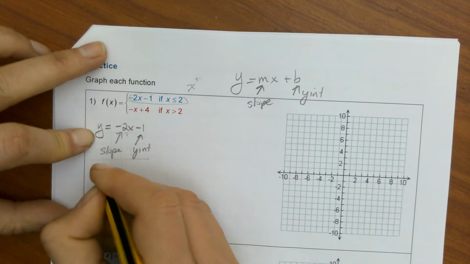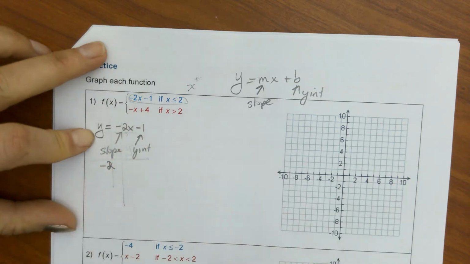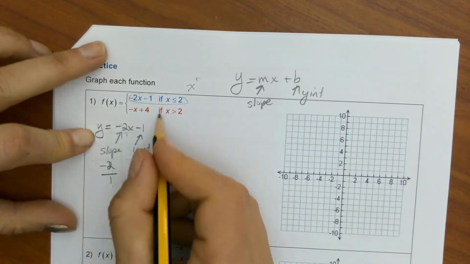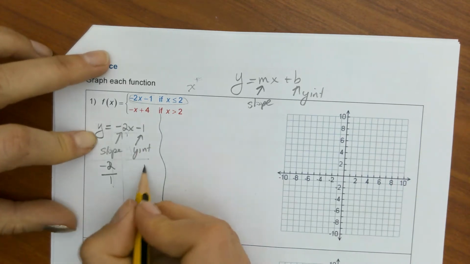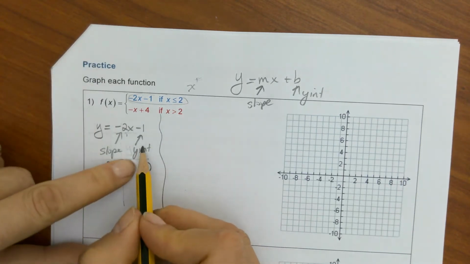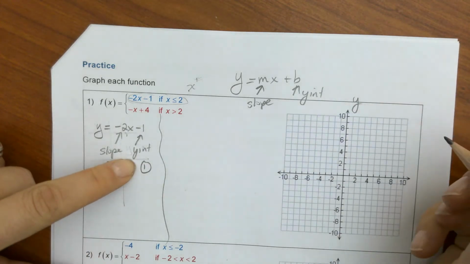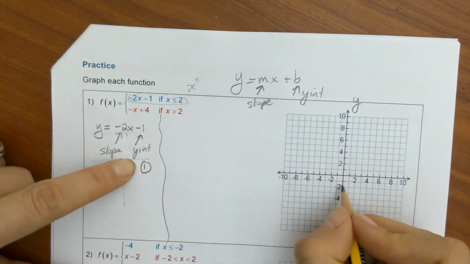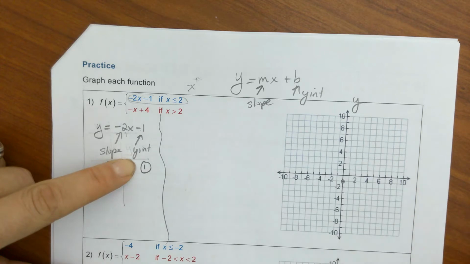So my slope is -2, but I need it as a fraction, so I put it over 1. Okay, so I can graph it. So step 1, I put a point on the y-axis at -1. There. Then my slope.